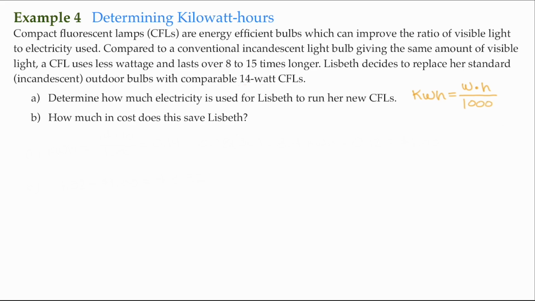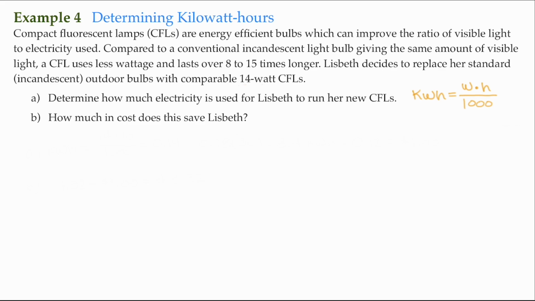So this example says compact fluorescent lamps, CFLs, are energy efficient bulbs which can improve the ratio of visible light to electricity used. Compared to a conventional incandescent light bulb giving the same amount of visible light, a CFL uses less wattage and lasts over 8 to 15 times longer. Lisbeth decides to replace her standard incandescent outdoor bulbs with comparable 14-watt CFLs.